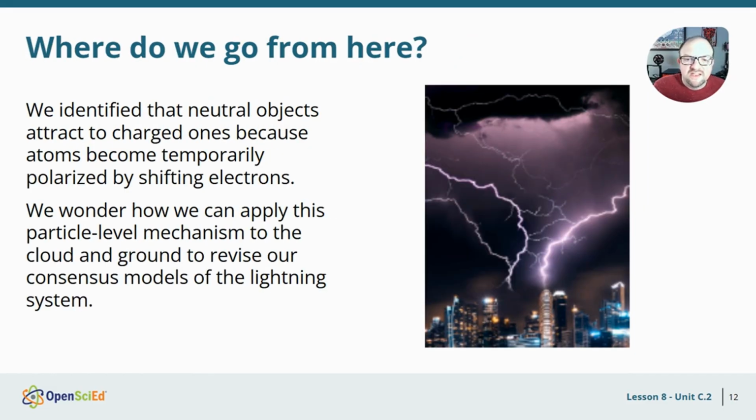So we leave this lesson knowing that the ground doesn't need to be charged to be struck by lightning. It just needs to be polarized. We are left wondering how a storm cloud polarizes the Earth beneath it on such a massive scale. This question sets up perfectly to apply our new paperclip model to the lightning system in Lesson 9.